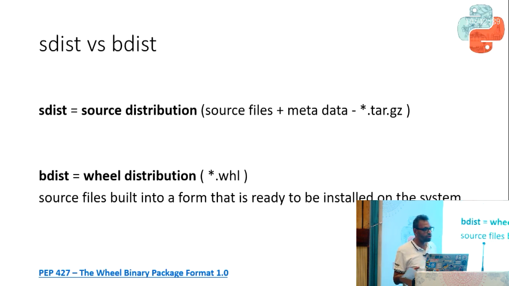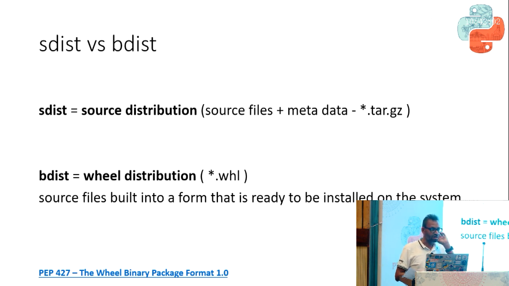Okay, before we go to the tools, let us understand a little bit about source distribution and wheel distribution. So source distribution is source files plus the metadata about all of your project, which is generally in a tar.gz format. And build distribution is source files built into a form that is ready to be installed on the system.